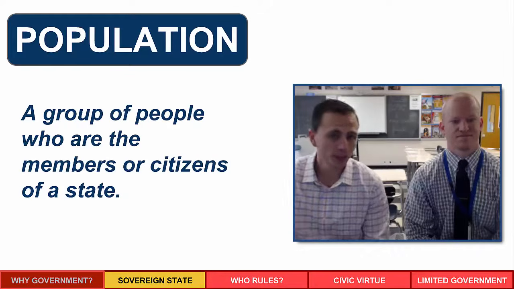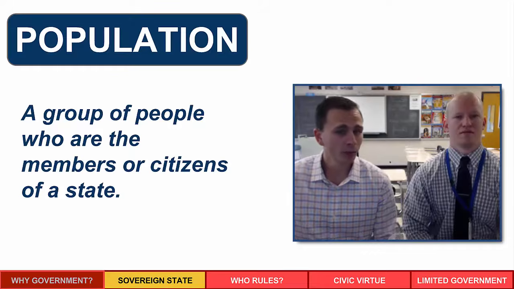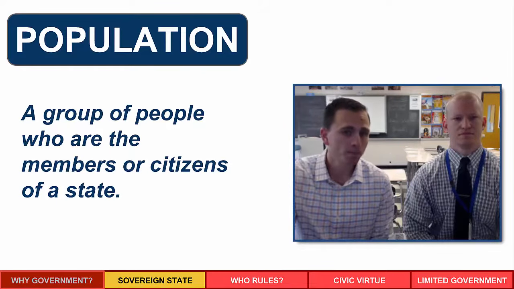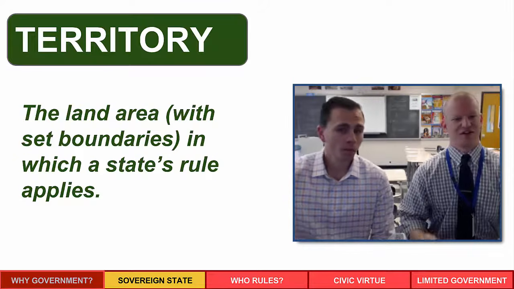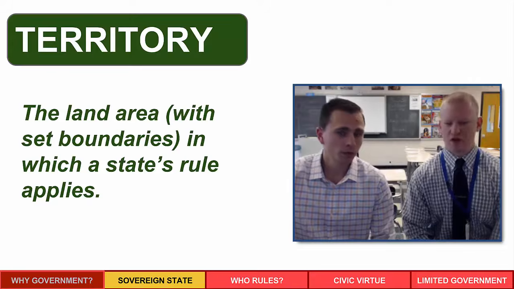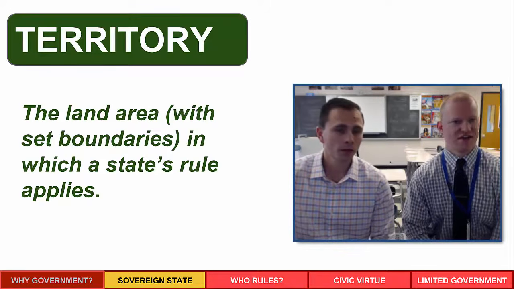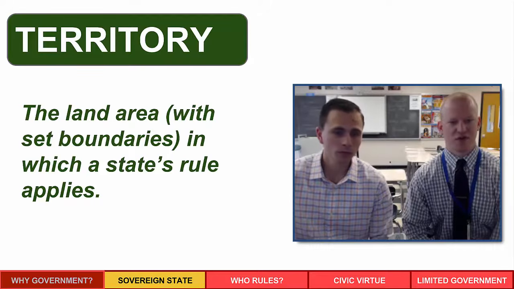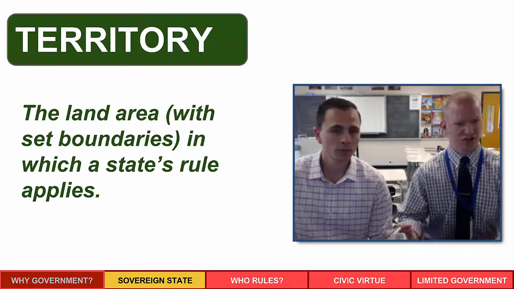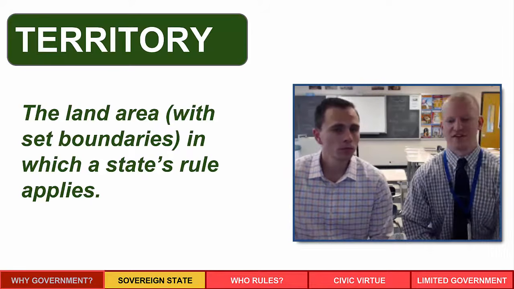One of the first elements of a state or a sovereign state is that it has a population. And this is defined by a group of people who have membership, or their members are citizens of a state. Territory is going to be those land areas with set boundaries in which a state's rule applies. We all are familiar with the boundaries of the United States. Other states around the world have very similar geographic boundaries, whether it's rivers, oceans, or up next to other countries. We know what a territory is.